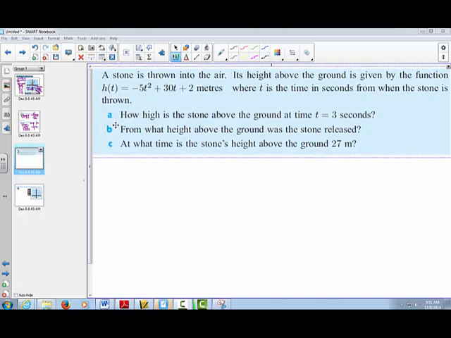Okay, well, we've worked with solving for x and solving for y. Now we're dealing with a word problem relating to the same idea of just solving for x or solving for y. A stone is thrown into the air. Its height above the ground is given by the function.